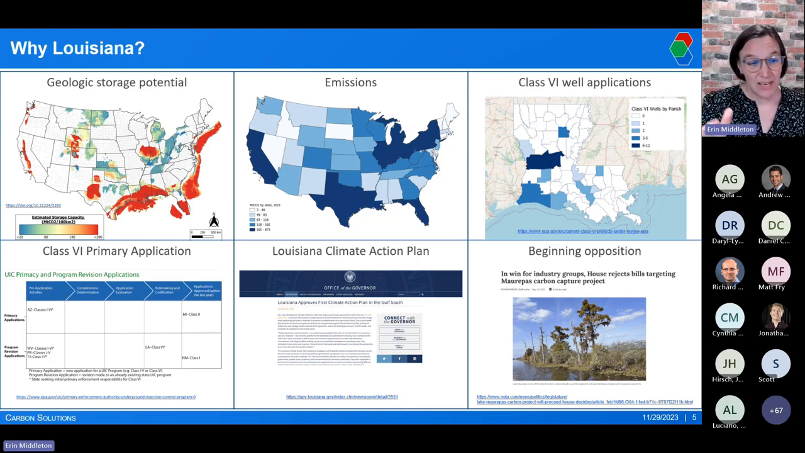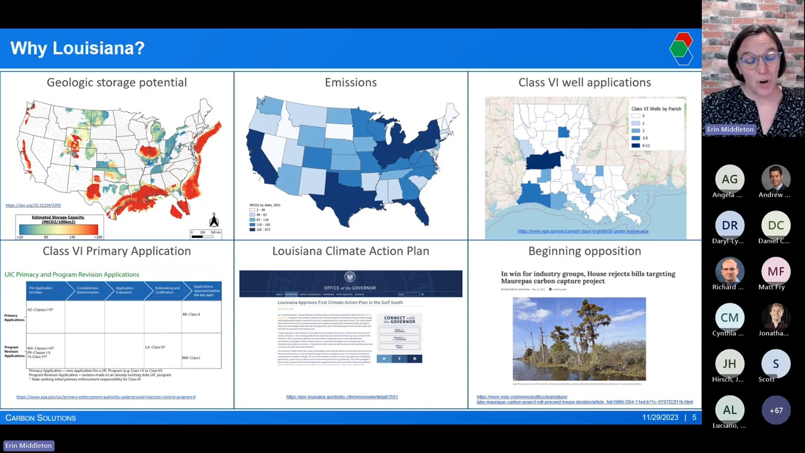In addition to all of these things, there are some political climates that mean that Louisiana is very well positioned for this to happen soon. In the lower left-hand side, which may be a little bit difficult to read, is what states are applying for Class 6 primacy. What this means is, in most states in the United States, apart from North Dakota and Wyoming, if you want to put in a Class 6 well, you put in an application, which itself is difficult, and then you're put into a queue of all the rest of the Class 6 well applications in the United States, with the exception of North Dakota and Wyoming.